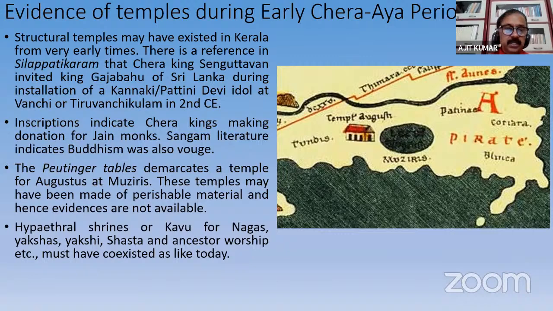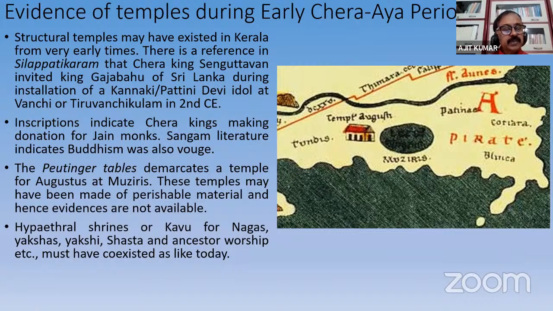the narrations in the Silappatikaram. And inscriptions of Chera kings found in some Jain beds also indicate that Chera kings had also contributed to the Jain monks. And Sangam literature clearly indicates that Buddhism was also in vogue in the society during the early centuries.